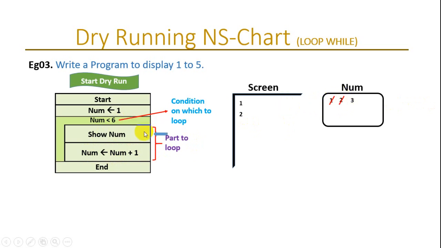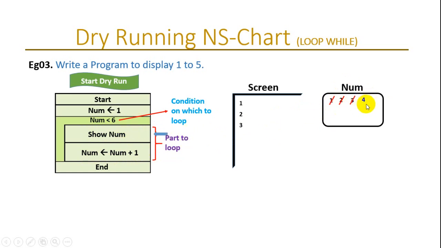So go to num. Now num is 3. When you say show num, that's what's going to come here. Then you go to the next line. Increment num by 1, so this becomes 4. That's the last line. Again you go back to the condition, check it. Is it less than 6? Yes, still less. Go to num, show num.